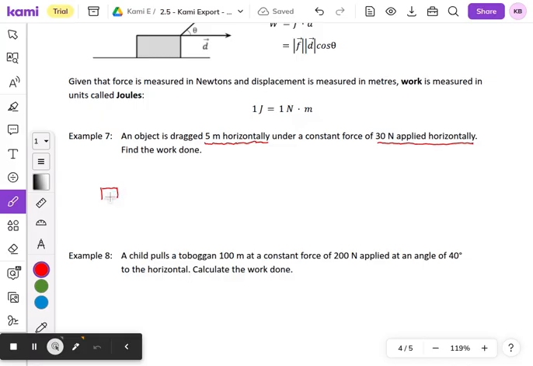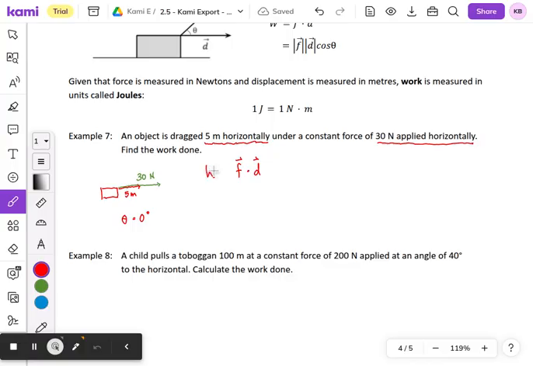So if I have my object here, I'm moving it horizontally 5 meters, and I'm applying a force. I just made up these scales, but generally this should probably be 30, so it should be 6 times as much, but it's not the same unit. So this is a force of 30 newtons. This is a displacement of 5 meters, and they are both horizontal. So if you think of the theta between the two, it's going to be 0 degrees.